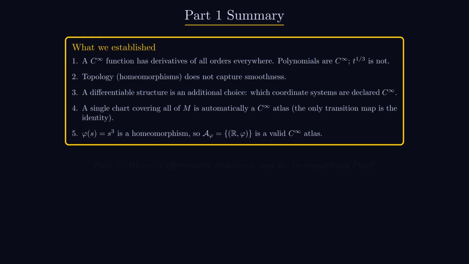Part 1 established 5 things. A C-infinity function is one whose derivatives of all orders exist everywhere. Polynomials satisfy this. T to the 1/3 does not. Homeomorphisms preserve topology, but not smoothness. A differentiable structure is the additional datum of which coordinate systems are declared C-infinity. A single chart covering all of M automatically forms a C-infinity atlas because the only transition map is the identity. And phi of S equals S cubed is a homeomorphism, so A phi is a valid C-infinity atlas. Part 2 will determine whether A phi and the standard atlas, AID, define the same differentiable structure.